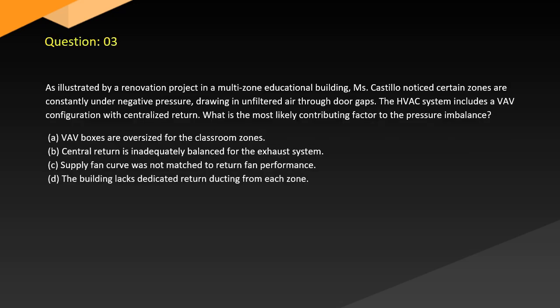Question 3. As illustrated by a renovation project in a multi-zone educational building, Castillo noticed certain zones are constantly under negative pressure, drawing in unfiltered air through door gaps. The HVAC system includes a VAV configuration with centralized return. What is the most likely contributing factor to the pressure imbalance? A. VAV boxes are oversized for the classroom zones. B. Central return is inadequately balanced for the exhaust system. C. Supply fan curve was not matched to return fan performance. D. The building lacks dedicated return ducting from each zone.